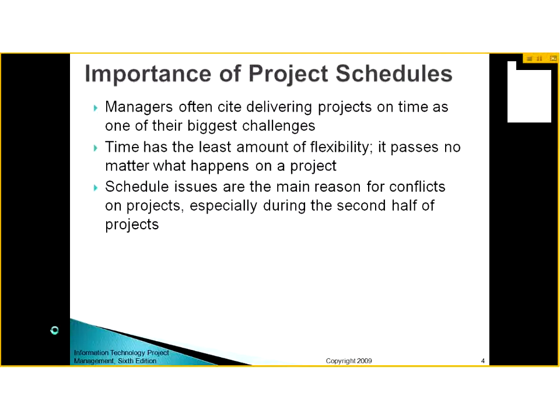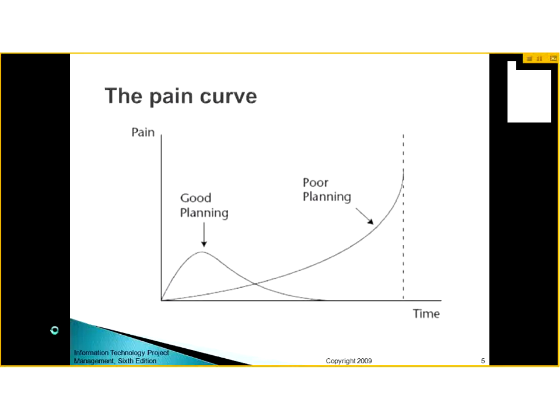Schedules are the main reason for conflicts on projects, especially during the second half of the project, when the whole team is feeling the pressure to complete the project on time. And this is the pain curve. If you are doing good planning, the pain curve will be higher in the initial time. But if you have not done proper planning, then due to poor planning, the pain curve remains low initially, but when the deadline is near, the poor planning raises the pain curve very high.